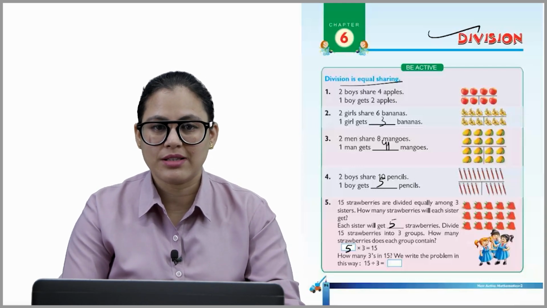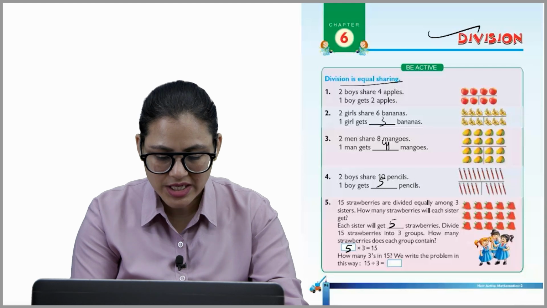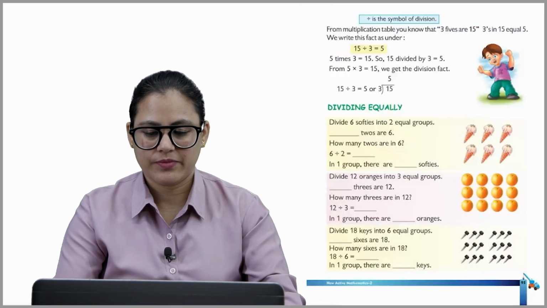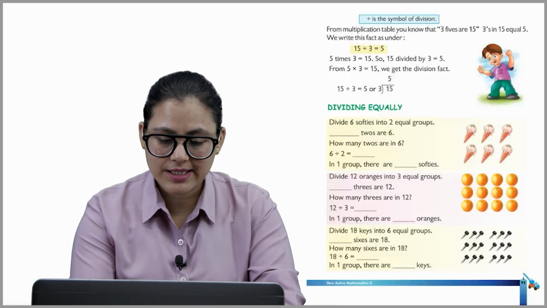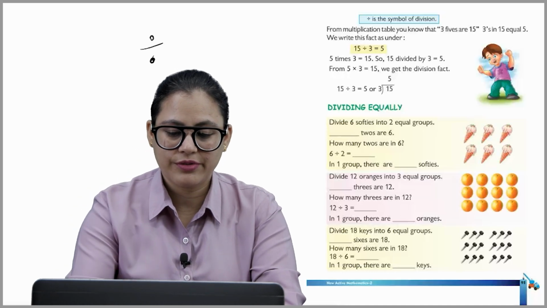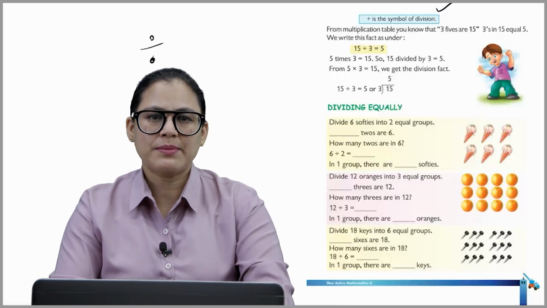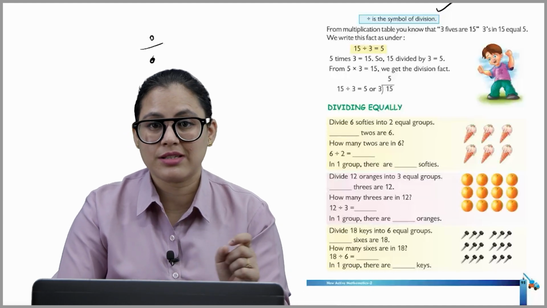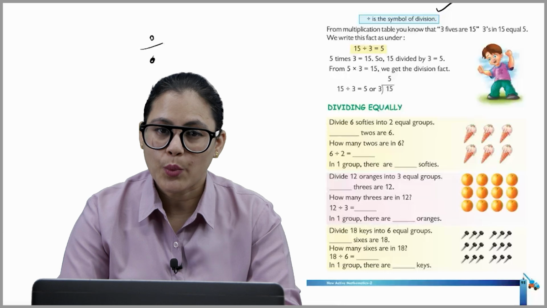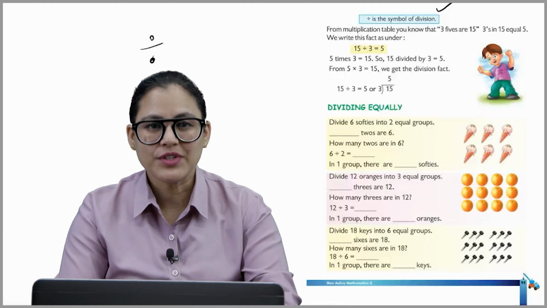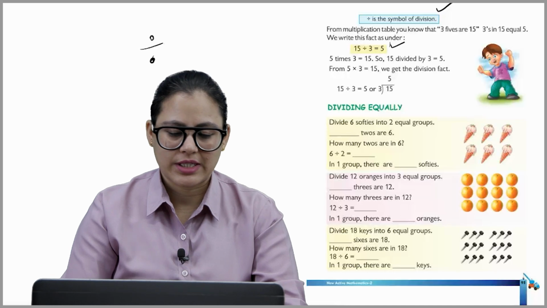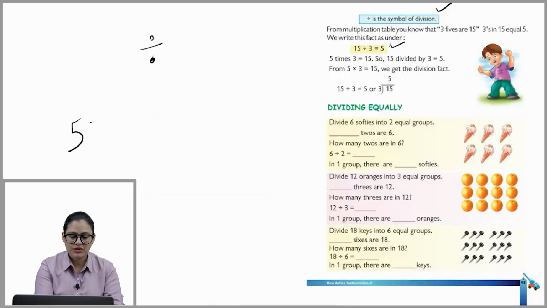We write the problem in this way. 15 divided by 3 is 5. This is the symbol of division. From the multiplication table, you know that 3 5s are 15, or 3s in 15 equal 5. We write this fact as under. 15 divided by 3 is equal to 5. 5 times 3 is equal to 15. See, 5 times 3 is equal to 15.